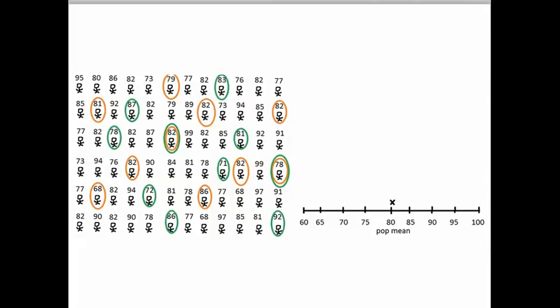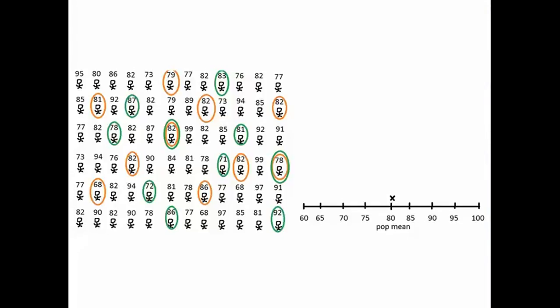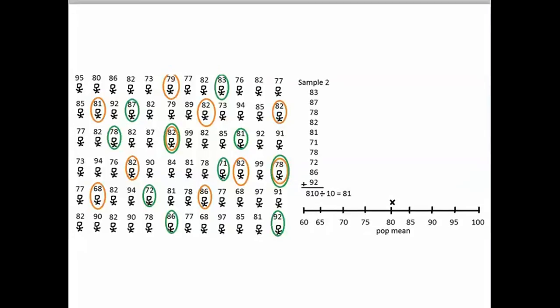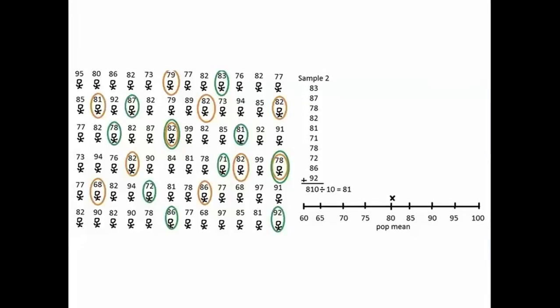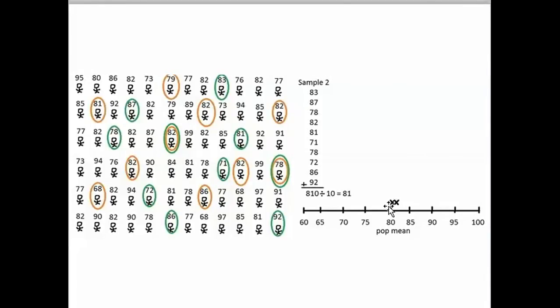Here's another possible sample of 10 students in the green circles, and these 10 students will have their own sample mean. If we add their 10 exam scores and divide the total by 10, we get a sample mean of 81. So right here, we have the mean of the 10 students in the orange circles, and right here we have the mean of the 10 students in the green circles. Those two samples are two different possible samples of 10 students that could be chosen from this population.